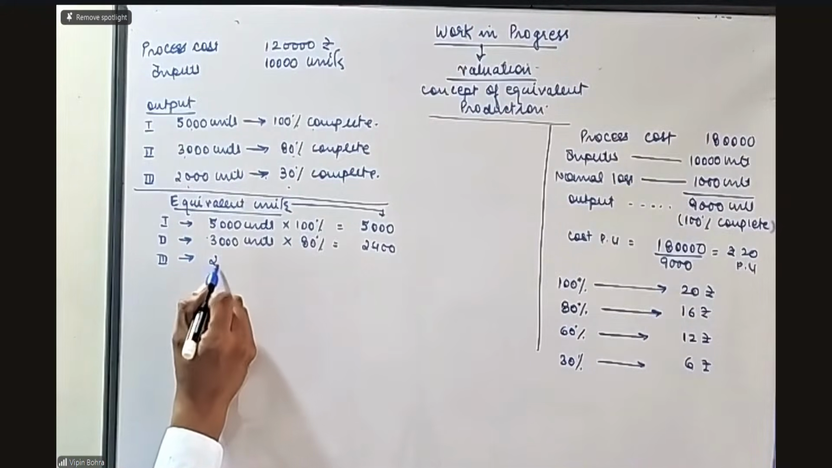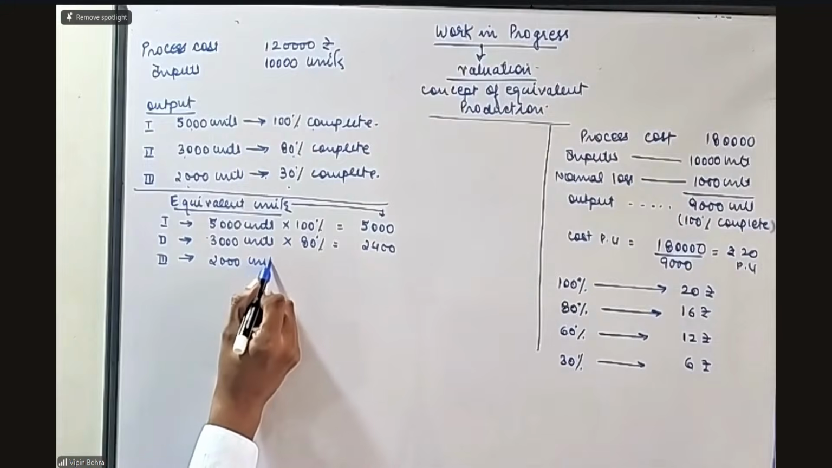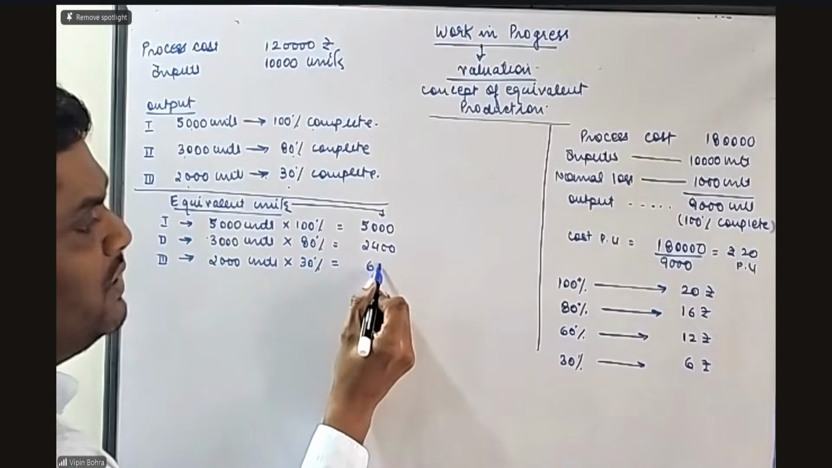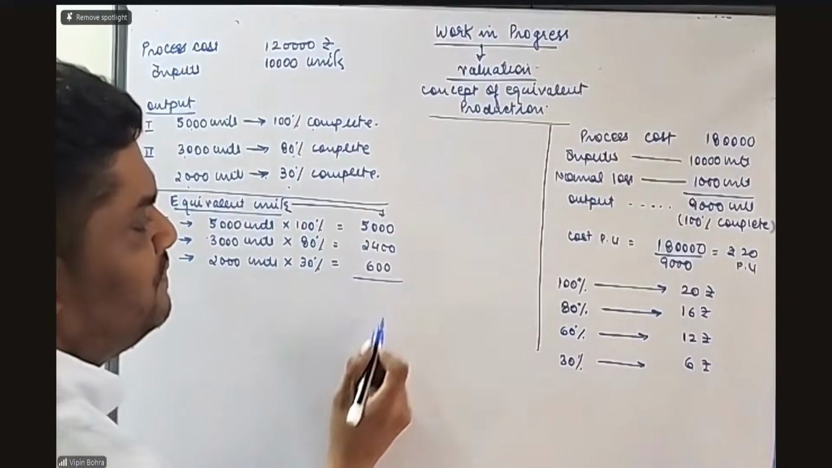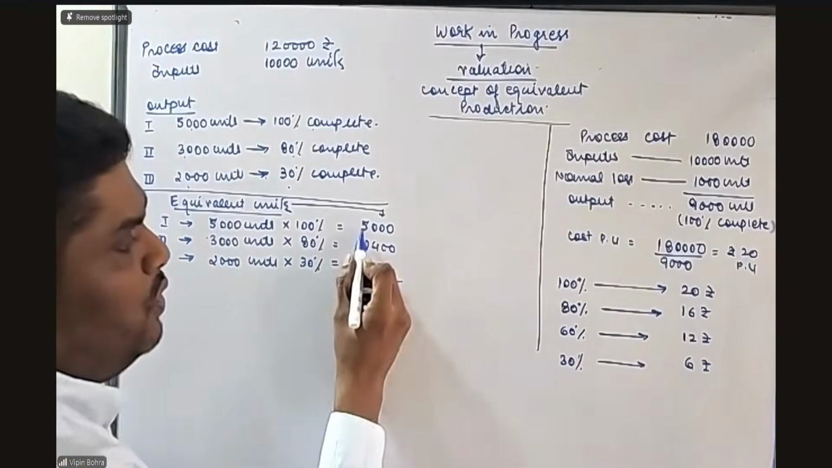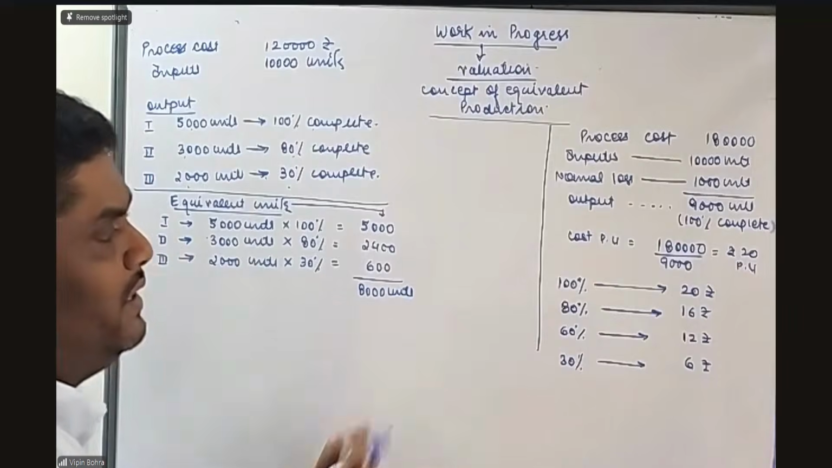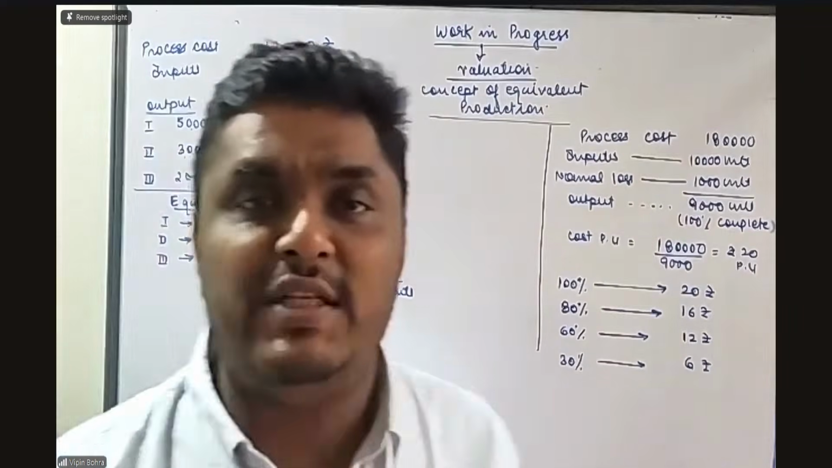Third category, 2,000 units were 30% complete. So this will be 600 units. So total 8,000 units are my equivalent number of units. Now what does it actually mean?